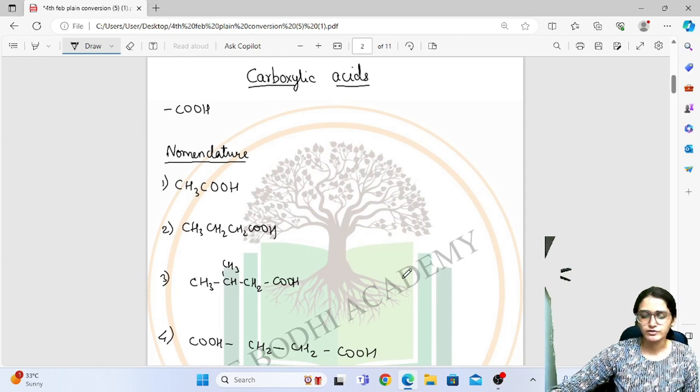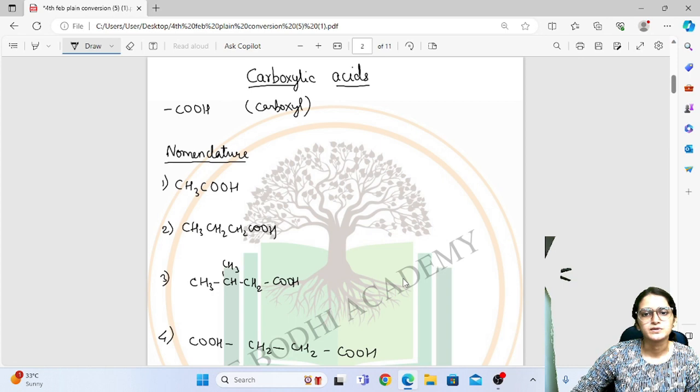Carboxylic acid is a functional group which is denoted by this particular formula, that is COOH. Okay, and this group is called the carboxyl group. COOH group is called the carboxyl group, and if you have any compound in which this group is present, then that particular compound is called a carboxylic acid.